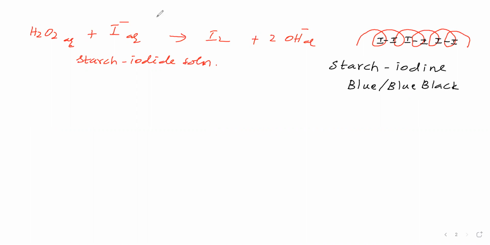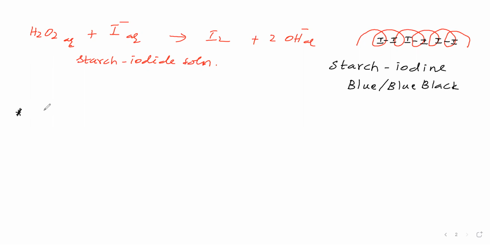So we are taking hydrogen peroxide solution, which is colorless, and starch iodide solution, colorless. We add hydrogen peroxide solution into starch iodide solution. We will get blue or blue black color. If we get this color, then we can say this solution contains hydrogen peroxide. This is the test for hydrogen peroxide. Let us go for the next test.